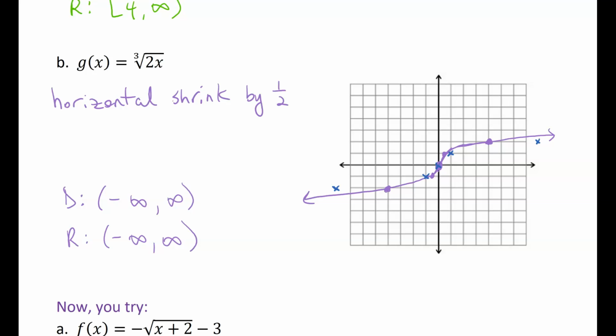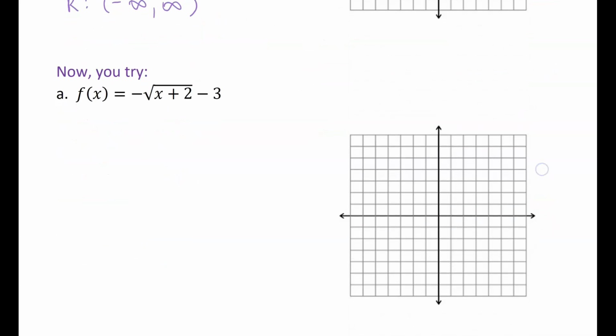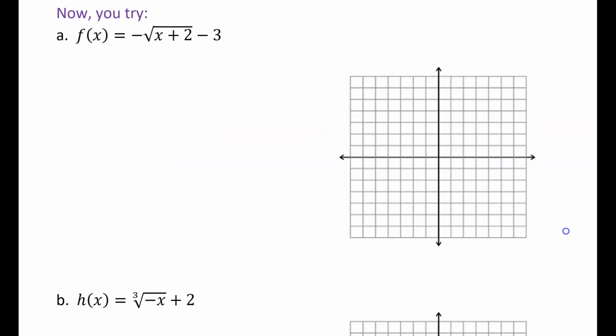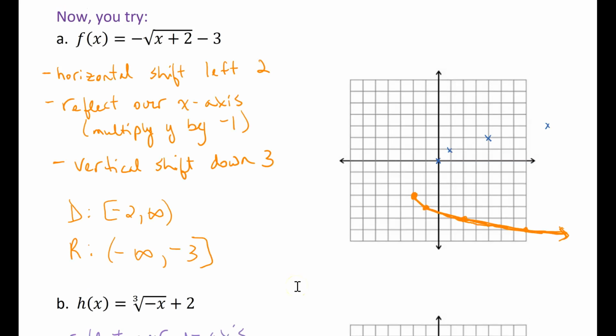Okay, so here are 2 of them for you to try. Added some negatives back in there. I know it's been a while, but I think you guys can remember how to do it. So make sure that you describe the transformation and then also plot it. Okay, so there's the first one.